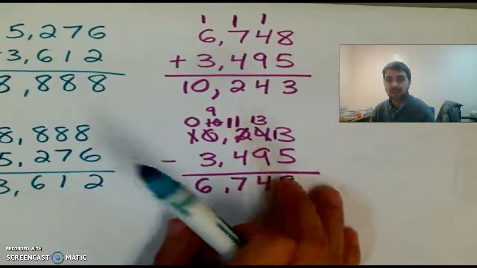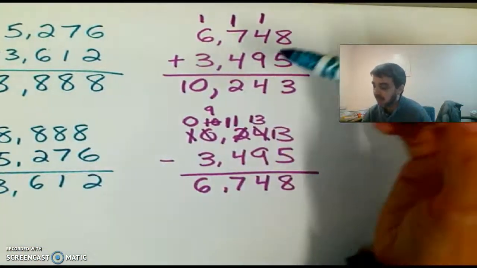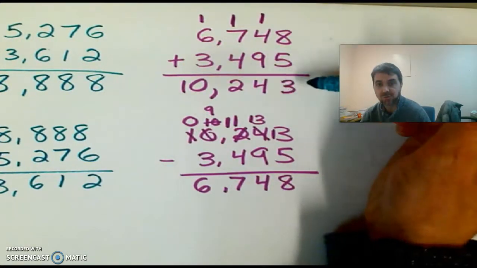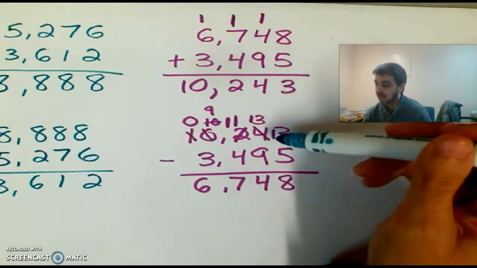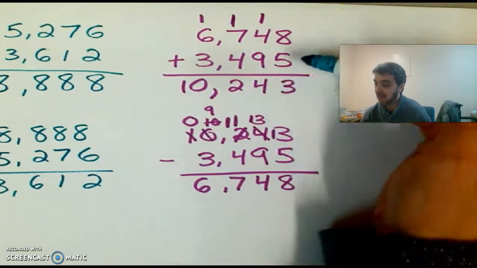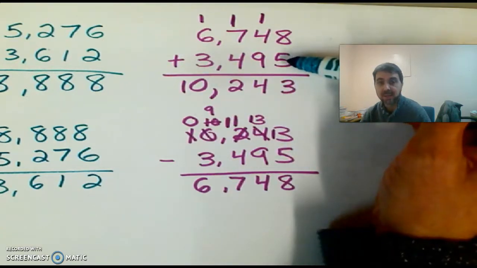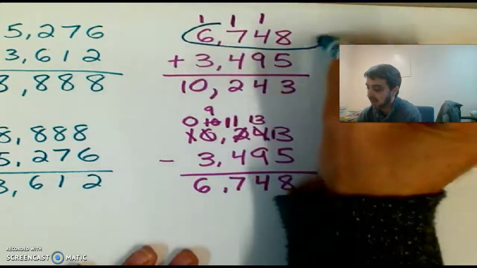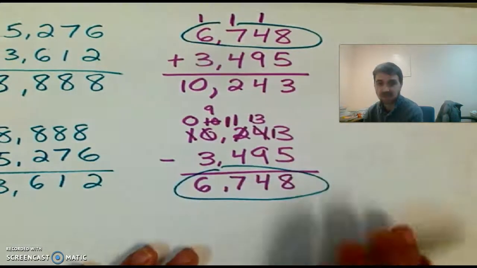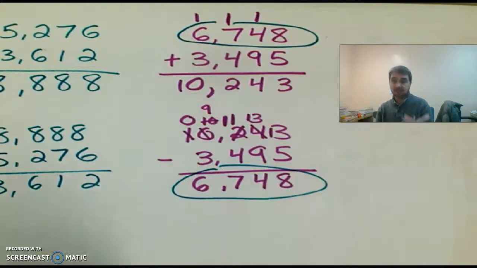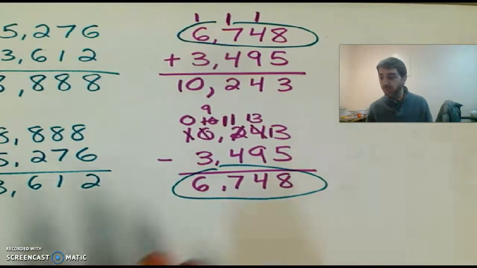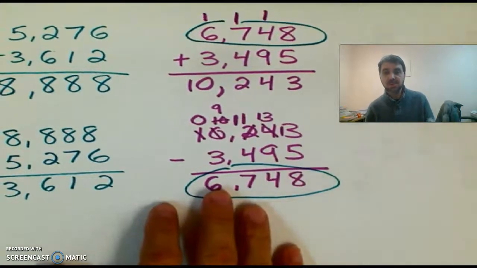If you look over here, I did the same thing. I took the 10,243 and I subtracted, this time, the bottom number, which was 3,495, and I got 6,748. Okay, because it's like a fact family, right? Same idea. Okay, so boys and girls, you've got some problems to do.